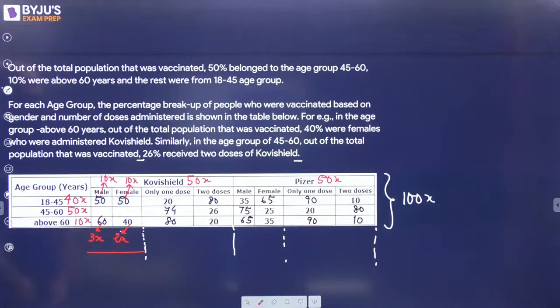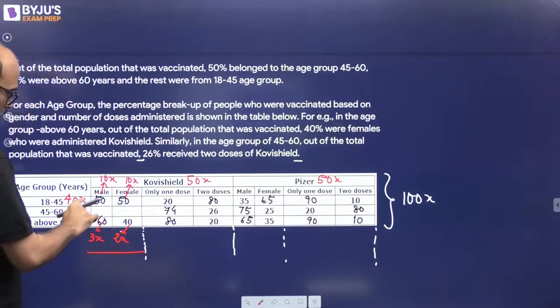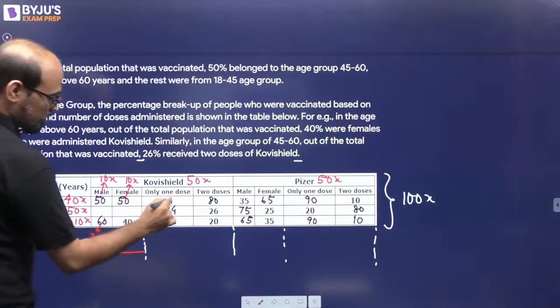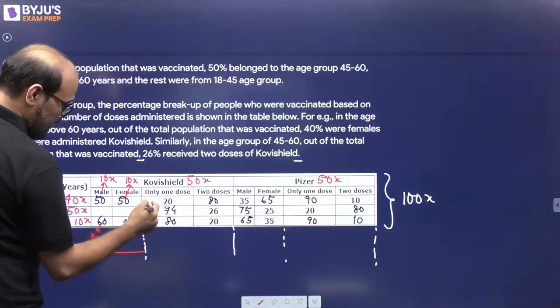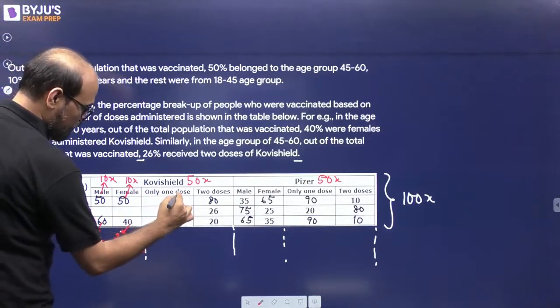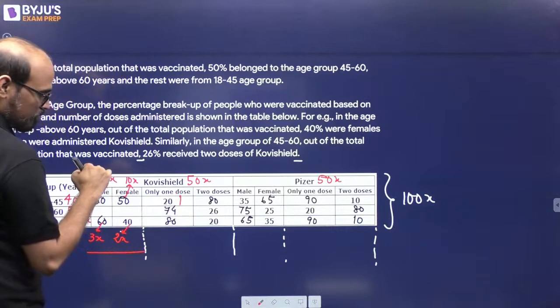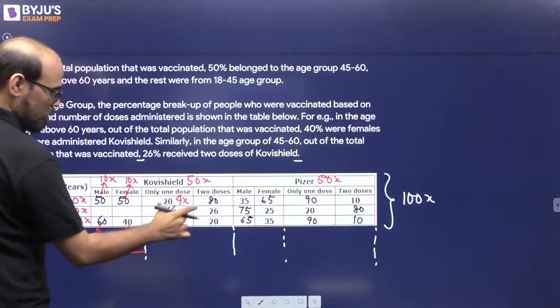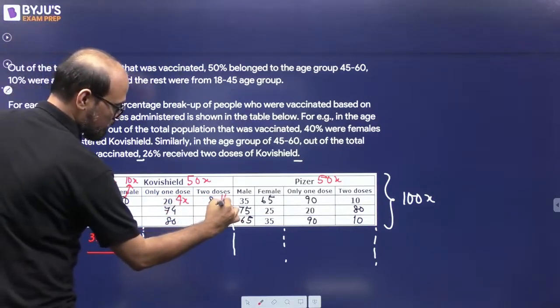This is going to be 20% of 4x. Sorry, 20% of 20x. 20% of 20x is going to be 4x. ये total 20x होना चाहिए, तो ये 16x हो जाना चाहिए.